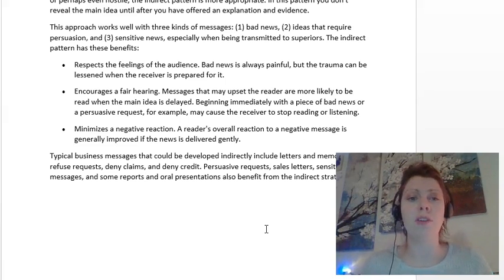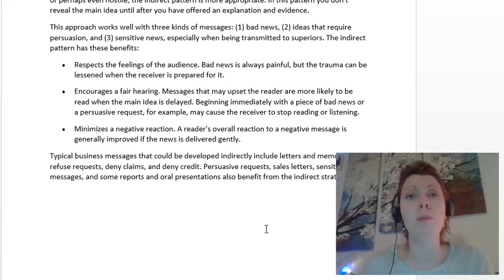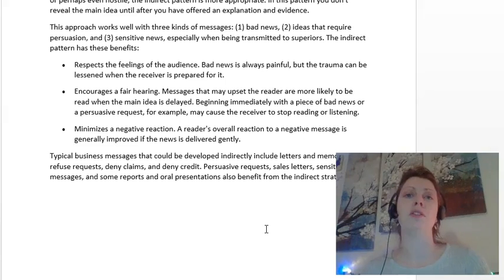The indirect approach also encourages a fair hearing. So messages that may be upsetting to the reader are more likely to be read all the way through when the main idea is delayed. So beginning immediately with a piece of bad news or the persuasive request may cause the reader to stop because they're not interested. But if you have taken the time to back up your argument and give evidence and try to persuade them of your opinion or to use your product or whatever it is, then they're more likely to watch your ad all the way through or read your piece.